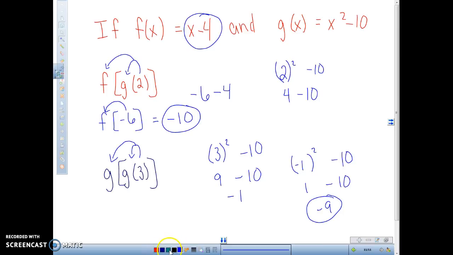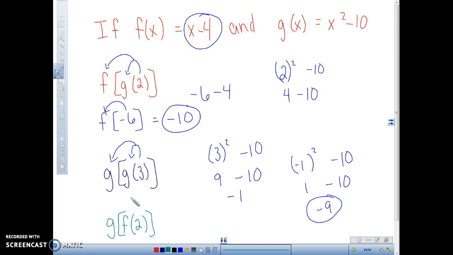Okay, so this last problem, I want you to pause after I write it down. I want you to figure it out, and then I want you to unpause it and see if you got the right answer. So the function g evaluated at the function f evaluated at 2. So you can plug 2 into f, get that answer, and then plug that answer into g. So go ahead and pause it here.